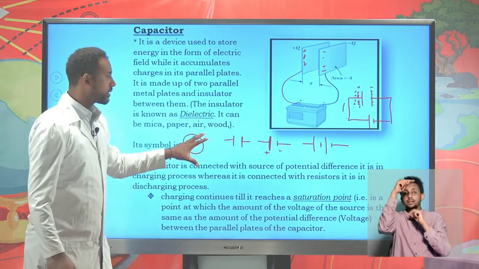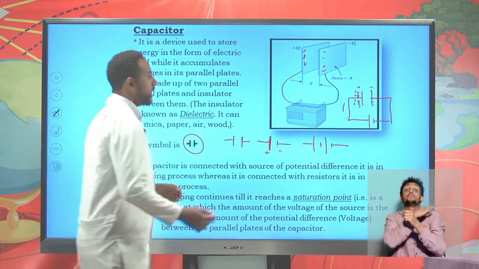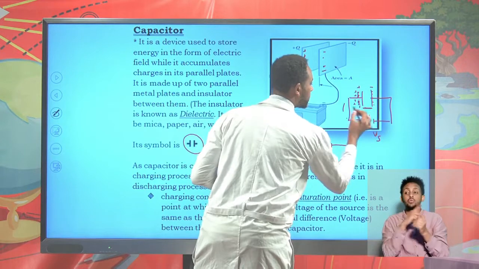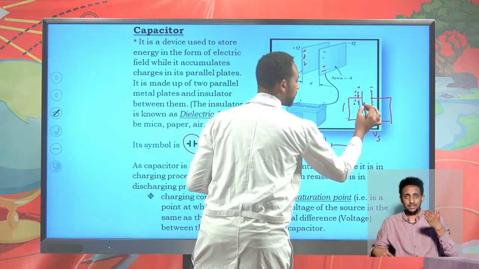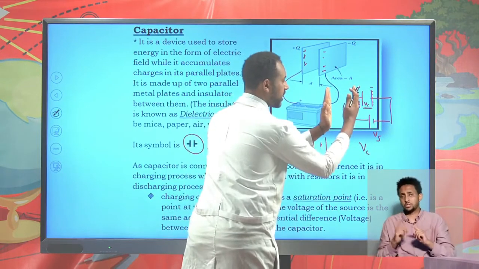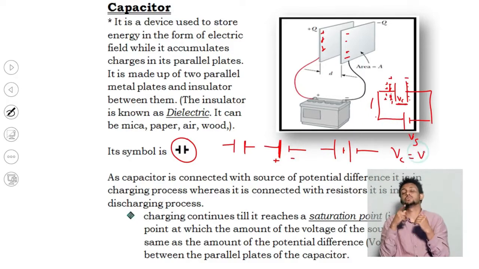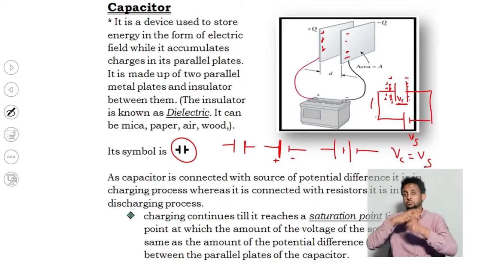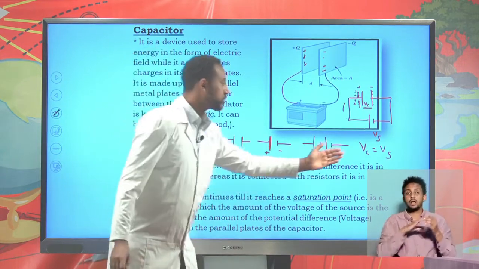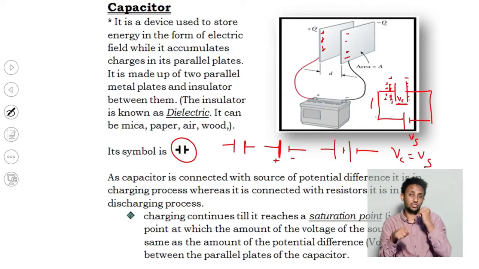This is how a capacitor works, and it stores energy as long as the voltage of the source is equal to the potential difference formed between the plates. The potential difference of the capacitor, let's call it VC or just V, the voltage between the parallel plates, is equal to the voltage of the source. This point is known as the saturation point, the point where storing charge stops. Till it reaches the saturation point, charging proceeds. As it reaches saturation, meaning the potential difference between the plates is equal to that of the source, charging stops here.